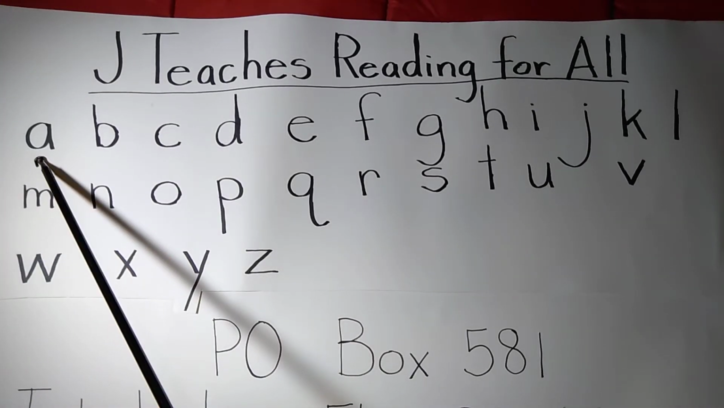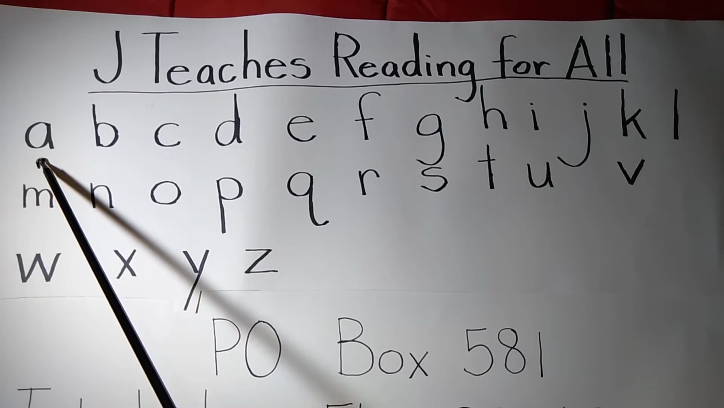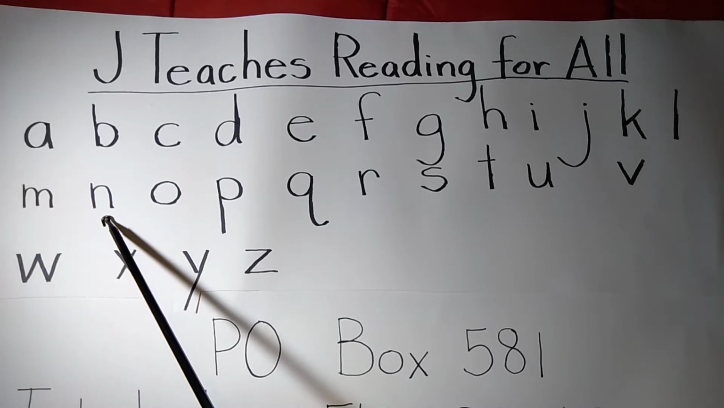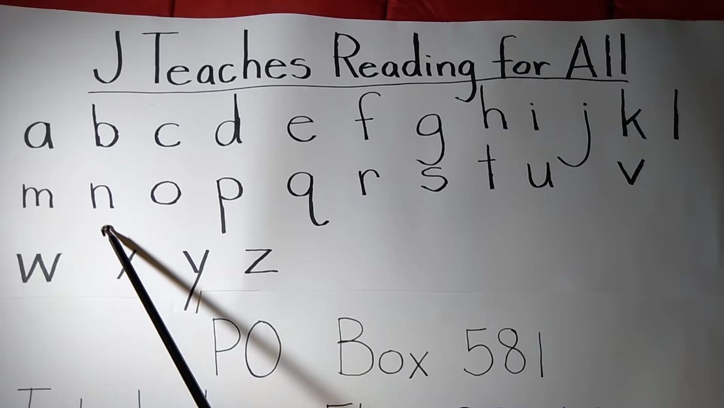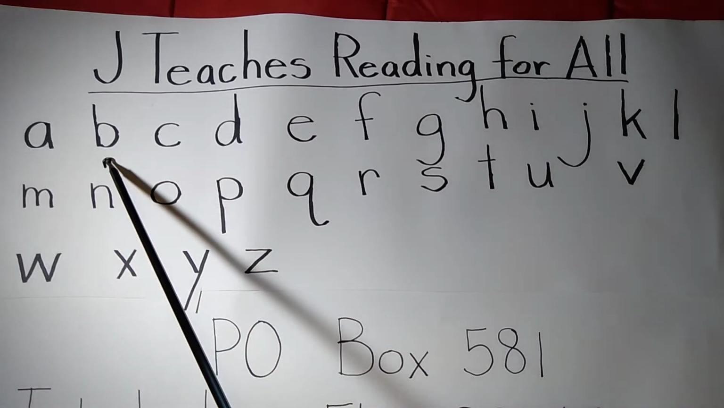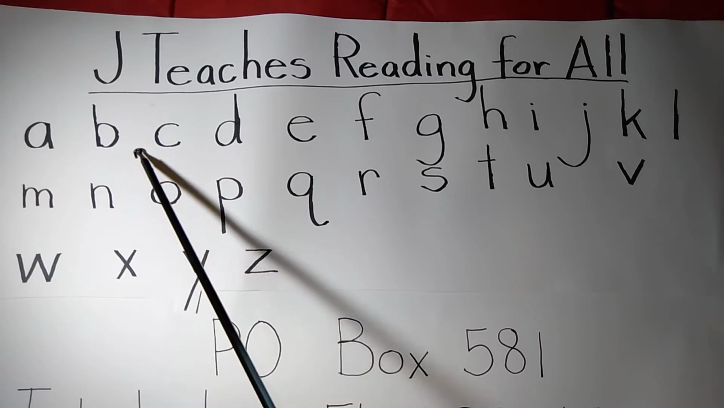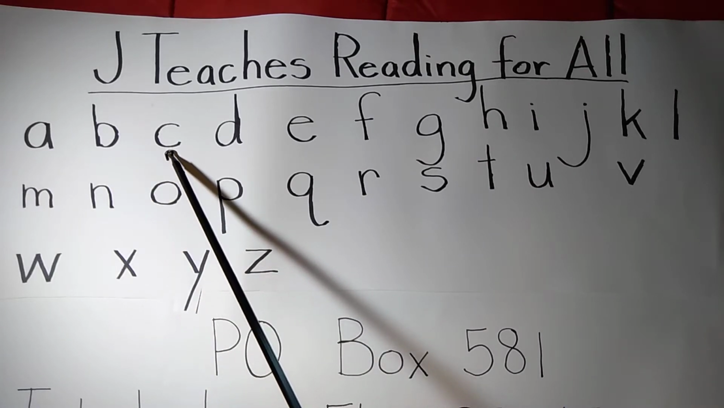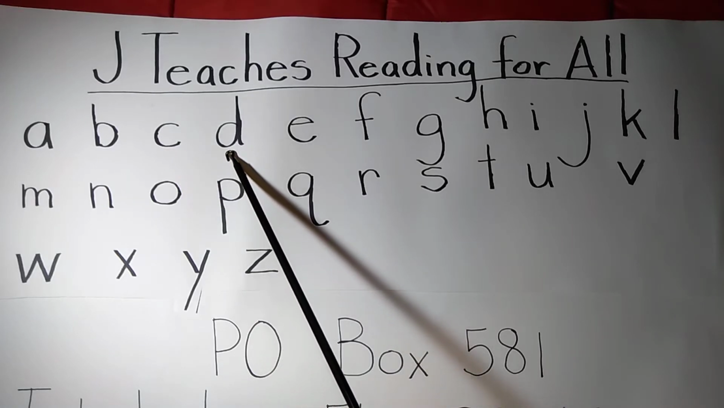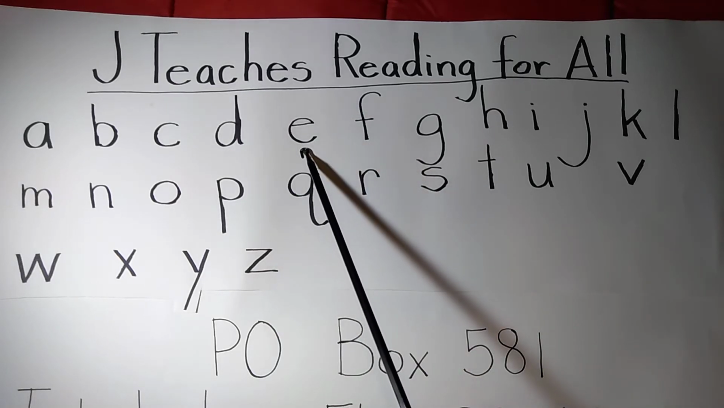So students, what's the sound of short A? A. Apple. How about N? Nut. How about B? B. Bat. C. K. Cap. How about D? D. Donut. And we're going to find out the sound of E in just a minute.